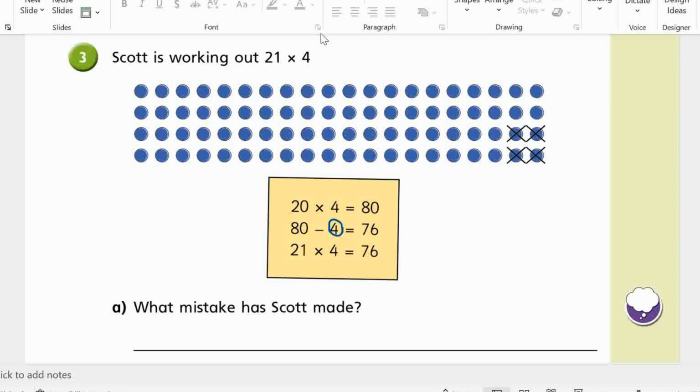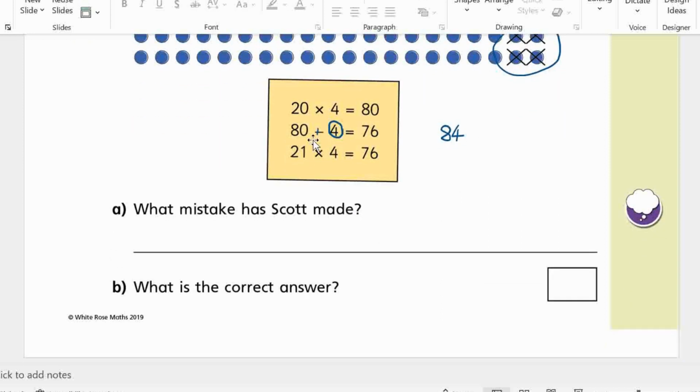Well, that can't be correct, because he's done 20 times 4, he's missed out one 4, hasn't he? It should be add 4. It should be 80 plus 4, which would give him 84 as the answer. He shouldn't have minused the 4, because he did 1 less 4, as shown here. What is the correct answer? We just did that, so he should have added 4, making the answer 84. All right, moving on. Does everybody understand that? Any questions?